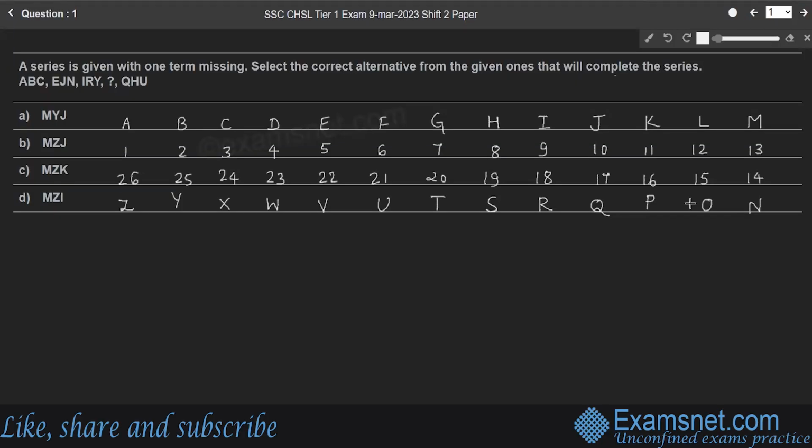Hello students. Today we are going to solve the SSC CHSL Tier 1 paper, which is the Staff Selection Commission Combined Higher Secondary Level Examination Tier 1 paper, 9th March 2023 Shift 2 paper. So let's begin with question number 1. Very best of luck to you all.